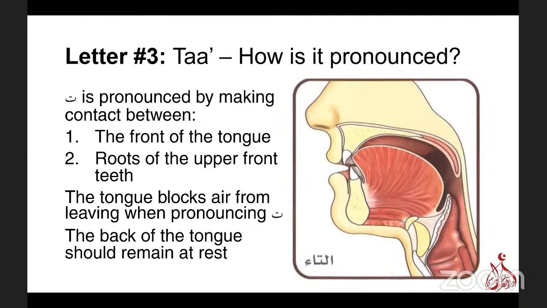Another thing is the back of the tongue should remain at rest when you're pronouncing a ta. Although this is not common, if you end up raising any of the back of your tongue while pronouncing a ta, it will turn into a ta, or it'll turn into a heavy ta that's between a ta and a ta. So the tongue should remain at rest when you're pronouncing the letter ta. So the front of the tongue should be on the roots of the upper teeth, and then you can pronounce the ta. So that is just in a nutshell, how do you pronounce a ta. Now, inshallah, we'll get more complicated as we go ahead.